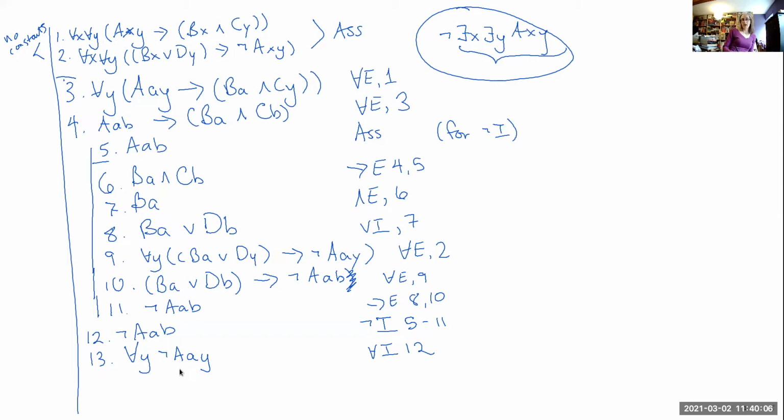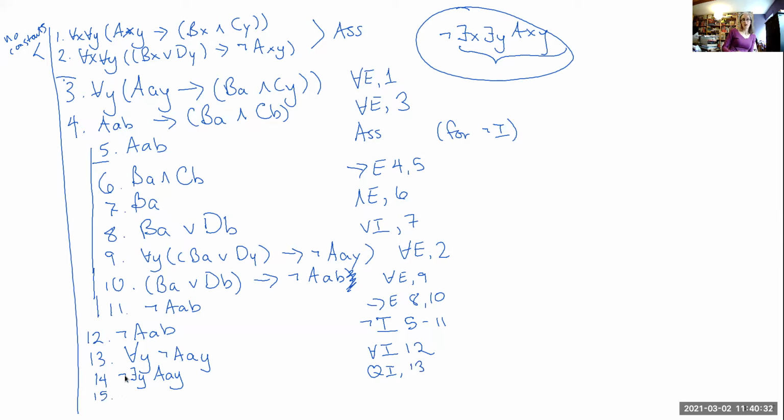Now, I've got one quantifier, but it's kind of the wrong one. But I've got a negation too. Quantifier interchange tells me that I can move the negation to the outside, change the type of quantifier, and write down not exists y AAY. So that's quantifier interchange on line 13.